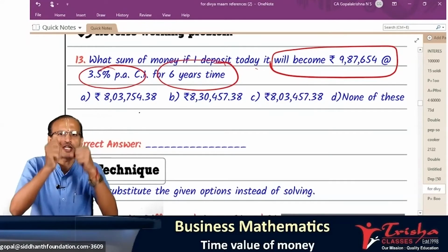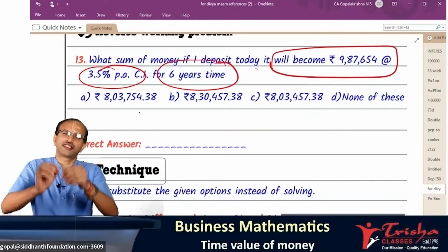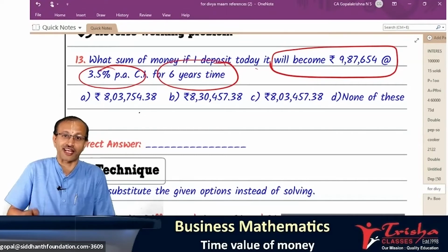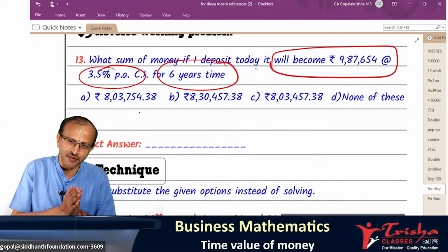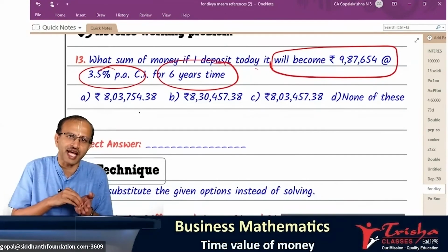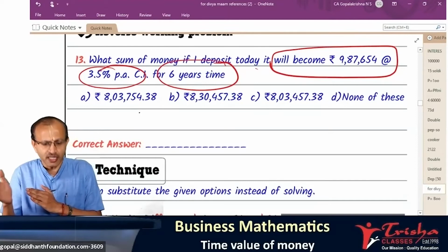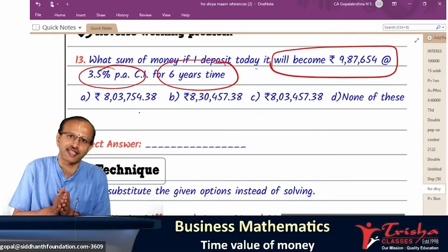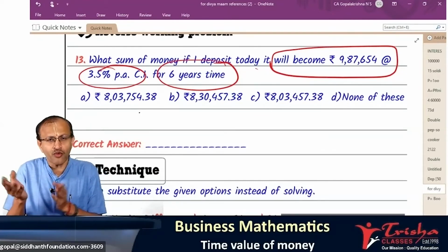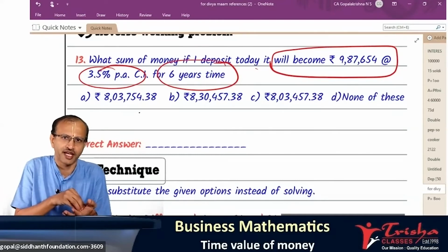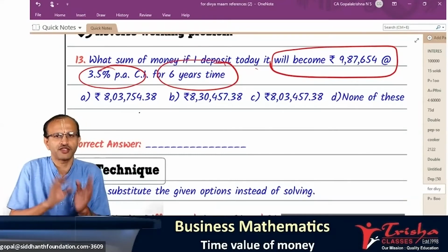You have some money today. You will go and put it into a bank, ICICI Bank. You should not always ask why not Canara Bank. Let us assume the banker is adding 3.5% per annum CI for 6 years. So at the end it became 9,87,000. If it is so, what is the money you have to put in today? What is the deposit today? So this is the question.